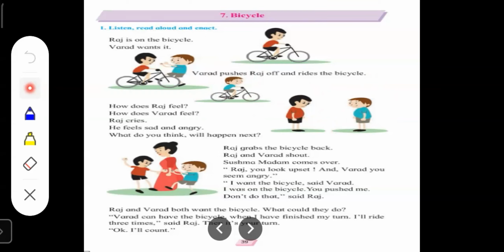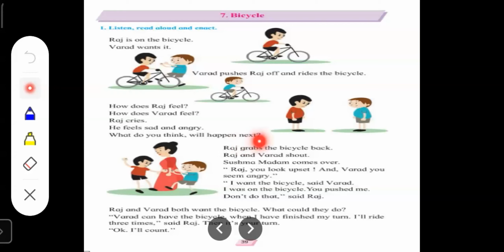So what you can see in the next line, how does Raj feel? How does Bharat feel? You can see both are sad and angry. By looking at the faces of Raj and Bharat, we can find that both are sad and angry. What do you think will happen next? Let's read and find out.